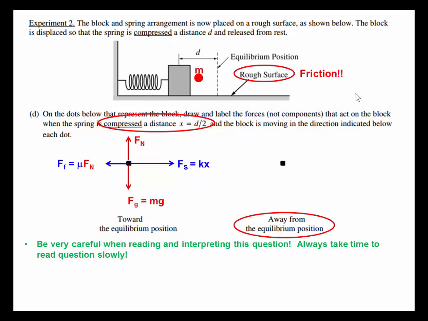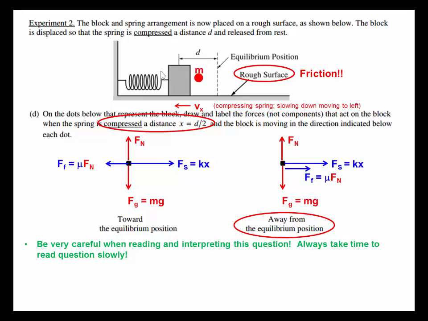Now, it asks us what happens when we're at the same exact point, but we're moving away from the equilibrium position. That means we're going to be moving to the left now. So our velocity is to the left. That means we are in the process of compressing the spring, which means we must be slowing down. So once again, we've got gravity, we've got a normal force. The spring is still pushing us to the right, so there's no difference with the spring force. The only force that really changes here is the frictional force, because now we're moving to the left, which means our frictional force must be opposing that and acting to the right.